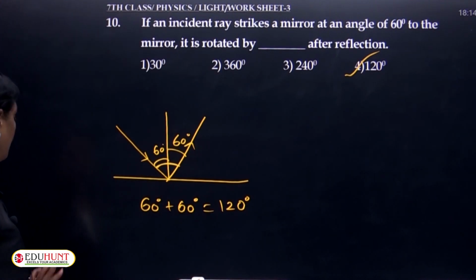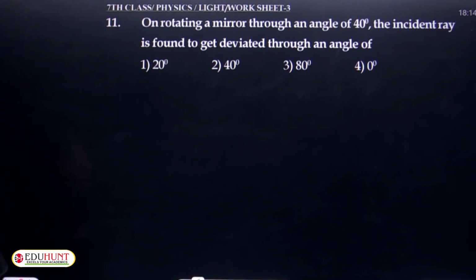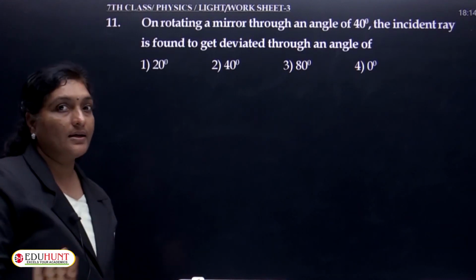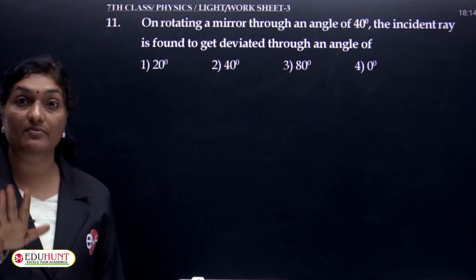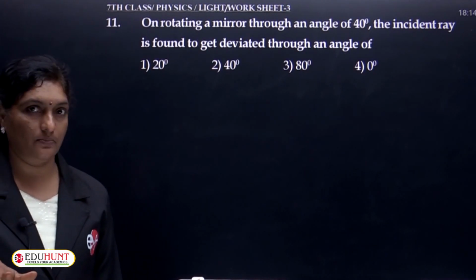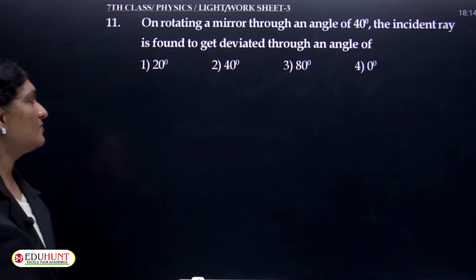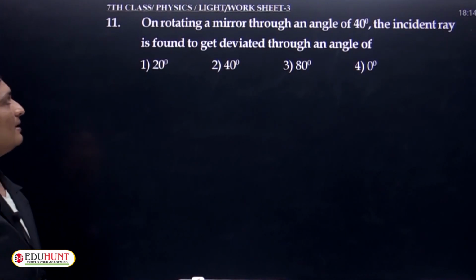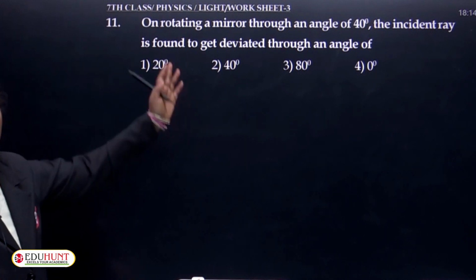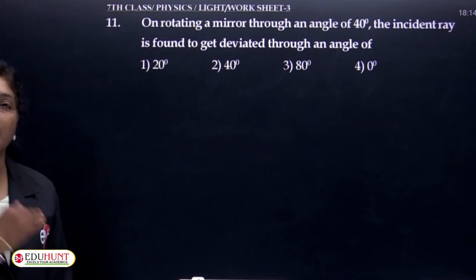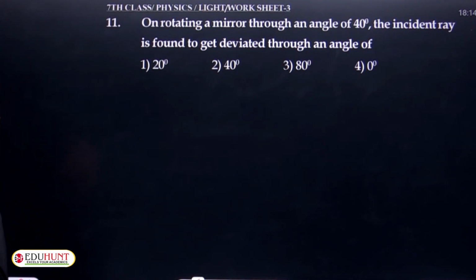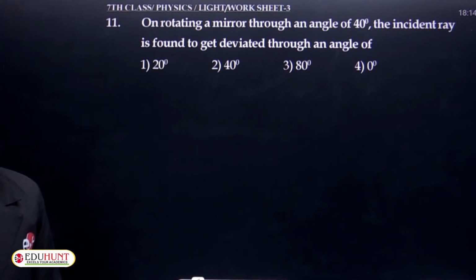Well, moving on to the next question, the 11th question. So don't get confused, children. Observe carefully whether the mirror is rotated or not. Otherwise you may get confused like this. So question number 11 on rotating the mirror. The condition is given here again. The mirror is rotated through an angle of 40 degrees. The incident ray is found to get deviated through an angle of.